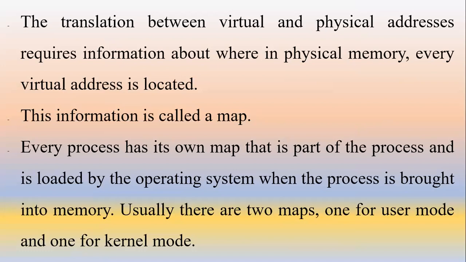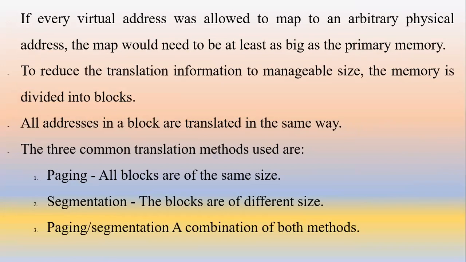Every process has its own map loaded by the operating system when the process is brought into memory. Usually, there are two maps, one for user mode and the other for kernel mode. If every virtual address was allowed to map to an arbitrary physical address, the map would need to be at least as big as the primary memory. To reduce the translation information to manageable size, the memory is divided into blocks. All addresses in a block are translated in the same way.